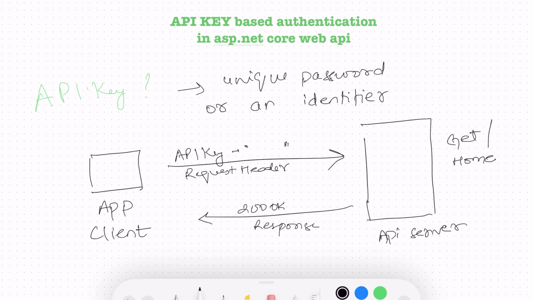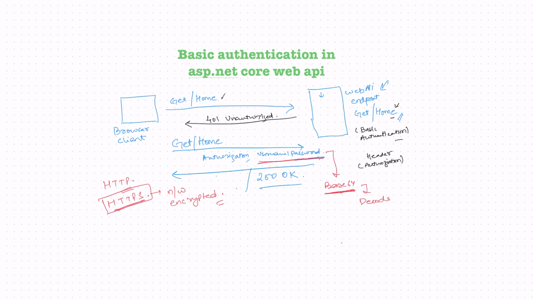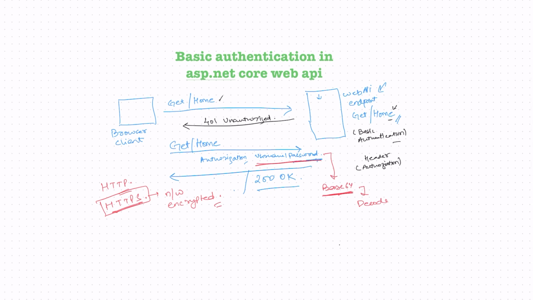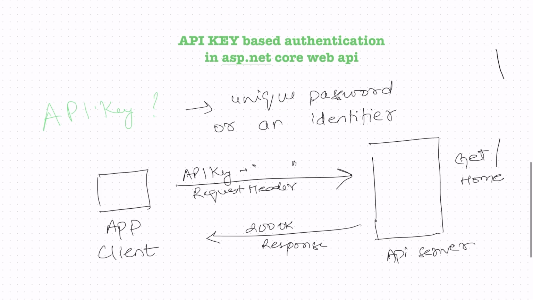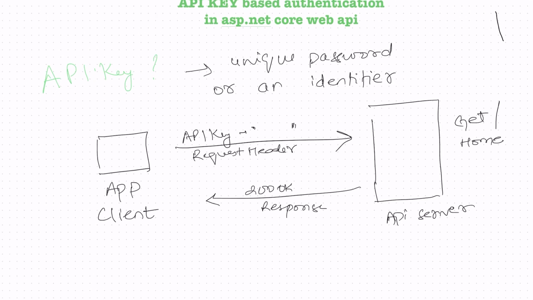So where previously we were including an authorization header, which had your username and password in the basic authentication mechanism, in API key based authentication, we are not passing any authorization header, but instead we are passing an API key in your request header. So we'll compare both API key based authentication and basic authentication ahead. Okay, so this is how in a nutshell it works.